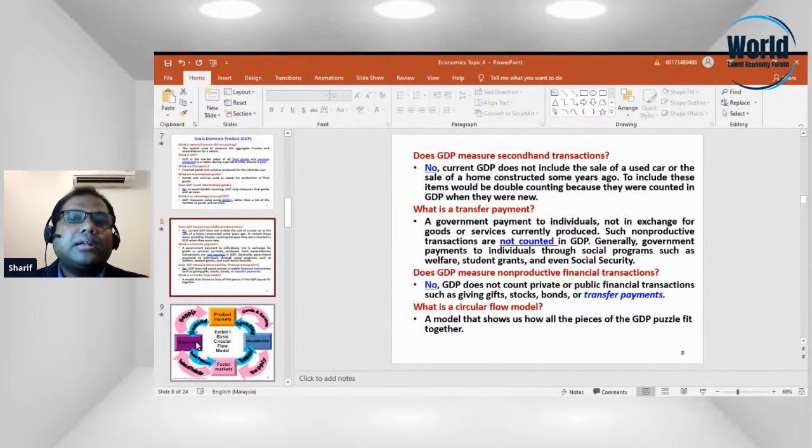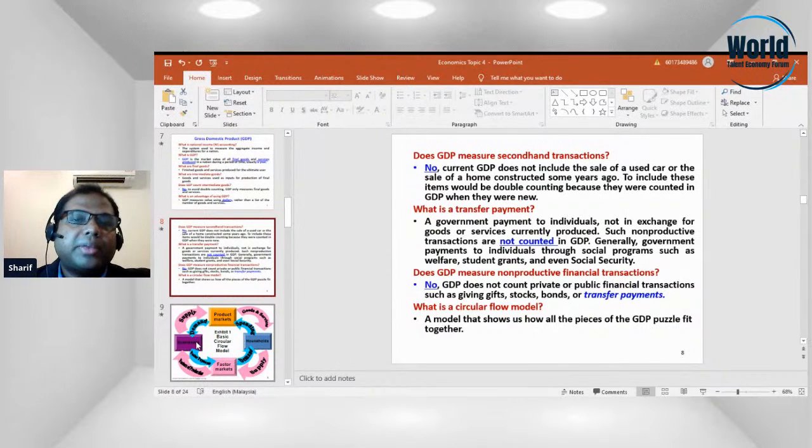Does GDP measure second-hand transactions? No. Current GDP does not include the sale of a used car or the sale of a home constructed some year ago. To include this item would be double counting because they were counted in GDP when they were new.